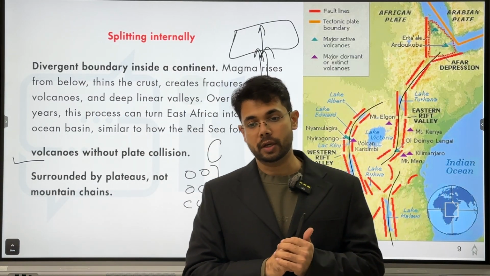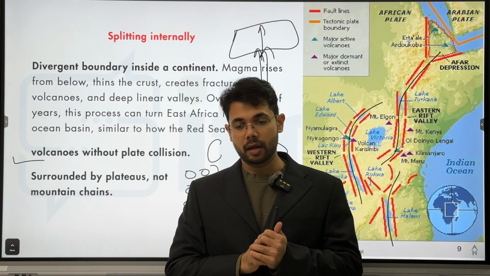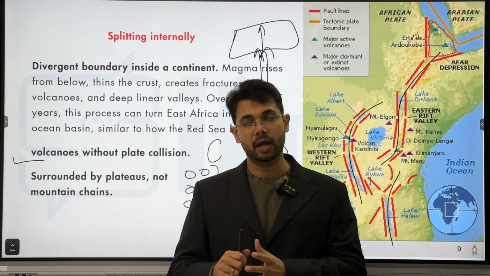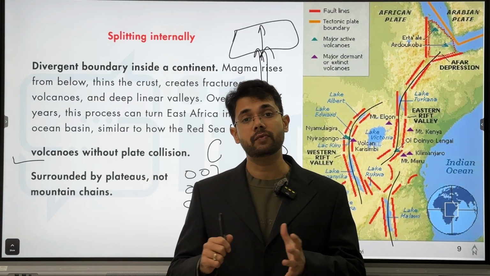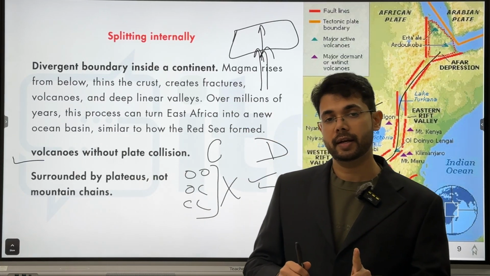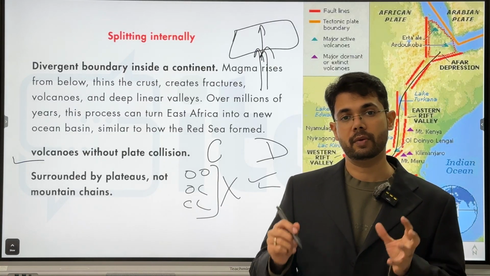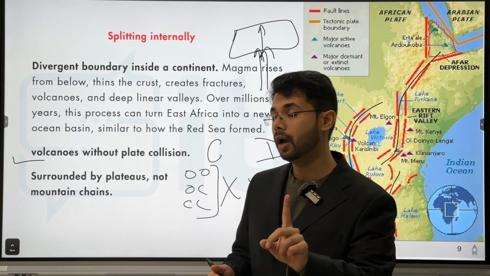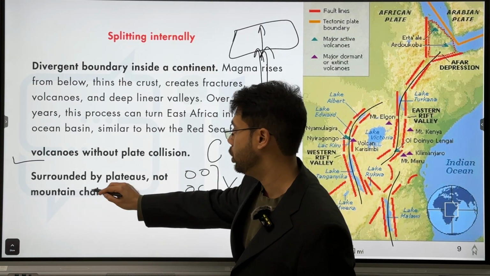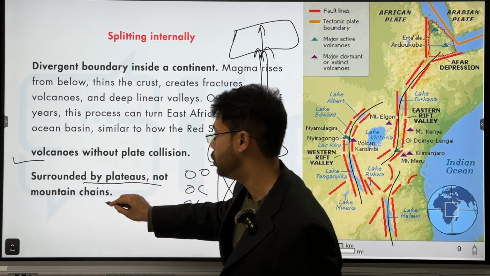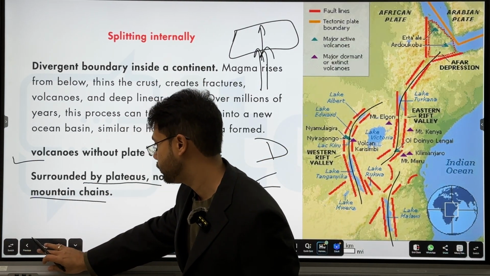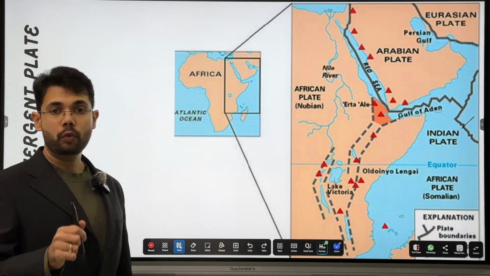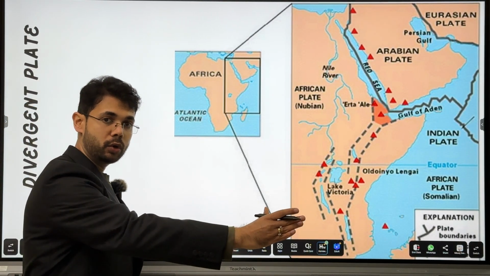One UPSC question can always ask you: a volcano is present and it is surrounded by plateaus, while another volcano is surrounded by young fold mountains. You have to identify which one is from divergent forces of action and which one is from convergent forces of action. Always remember that in divergent action, the volcanoes will be surrounded by plateaus, not mountain chains, while at convergent plate boundaries there will always be a volcanic chain.